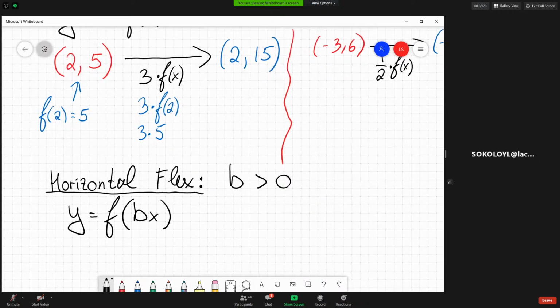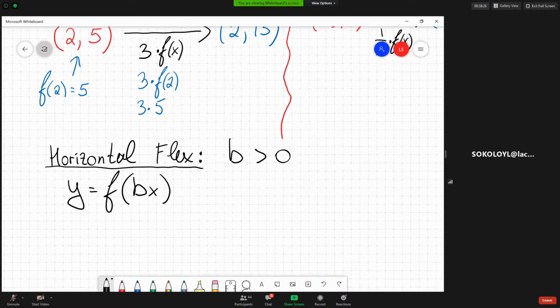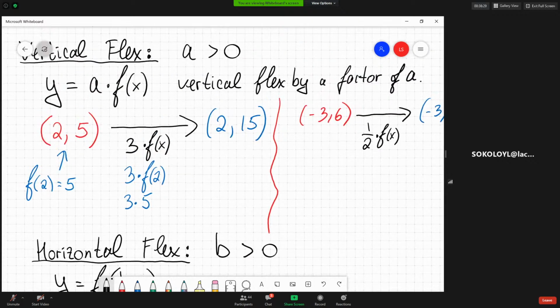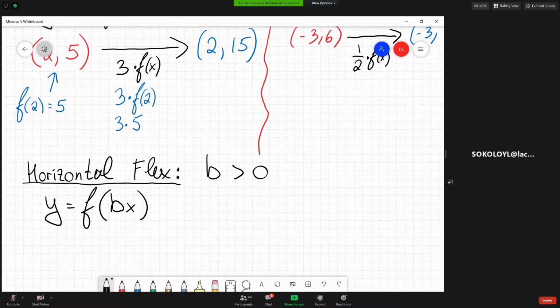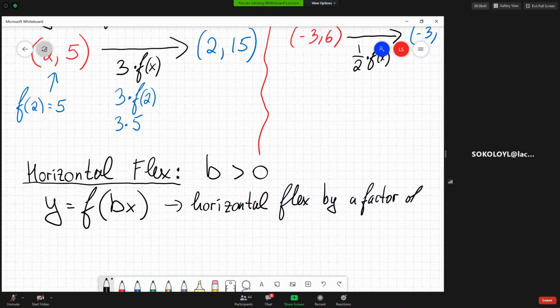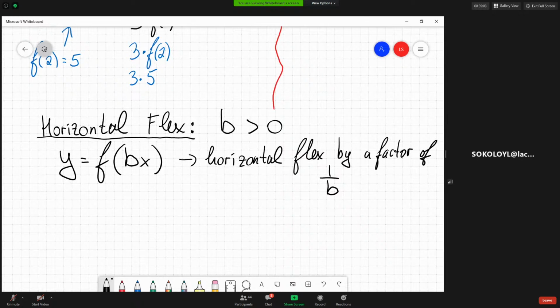So here what will happen is, let's see, how did I phrase it? Vertical flex by a factor. So here it'll be a horizontal flex by a factor of, and here's the difference, 1 over b. It's a horizontal flex by a factor of 1 over b. Now, I'm not going to go into too much detail as to why that's the case, but let me see if it'll make sense. Let me try to write it.